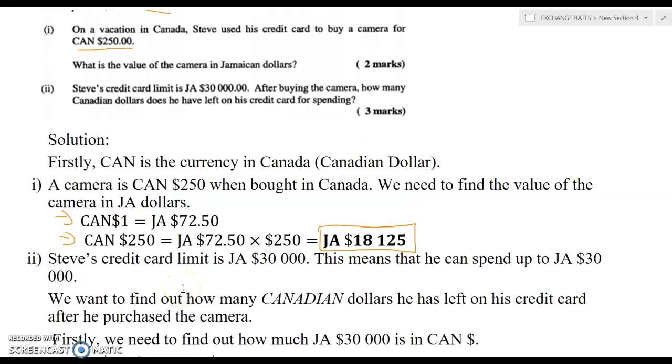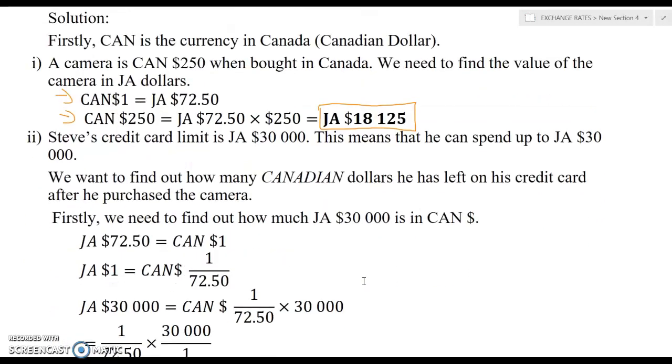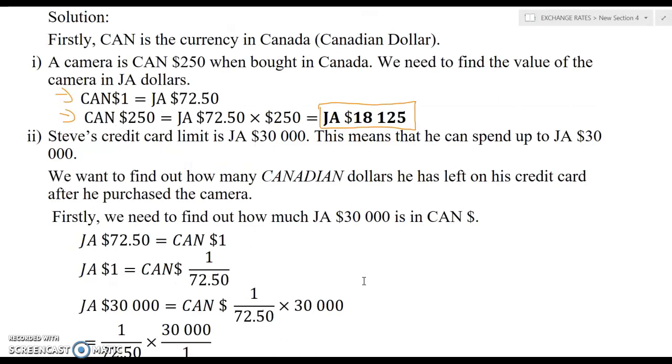You can do it 2 ways. You can take the 30,000, take out how much he paid for the camera in Jamaican dollars, and then convert that remainder to Canadian dollars. Or you could do it by finding out how much $30,000 Jamaican dollars really is in Canadian dollars.